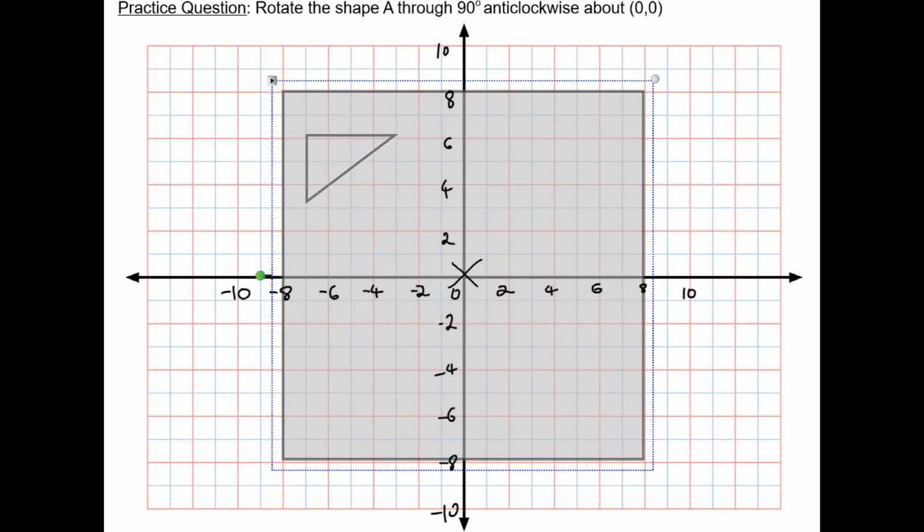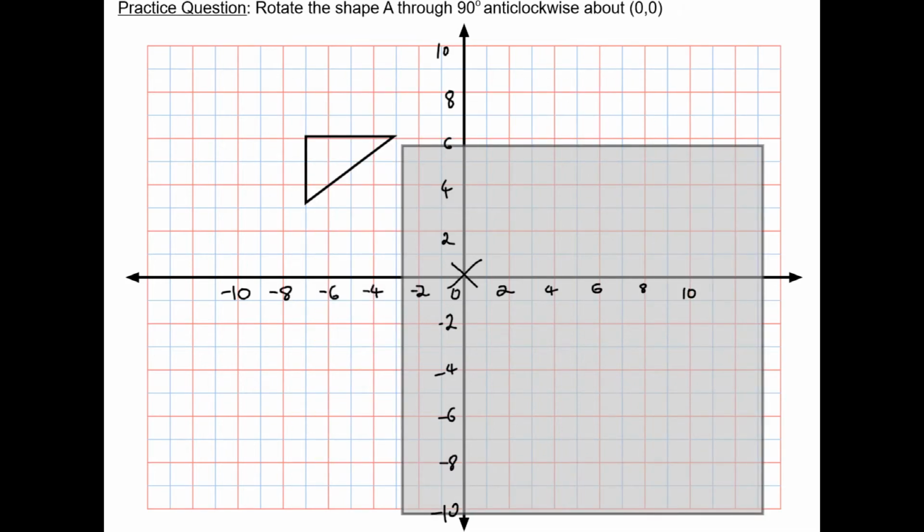there we go. Okay, so I've now rotated the shape. I now need to draw the shape exactly as it is, but on the graph itself rather than just the tracing paper. And we can see that is where the rotated shape is going to be.